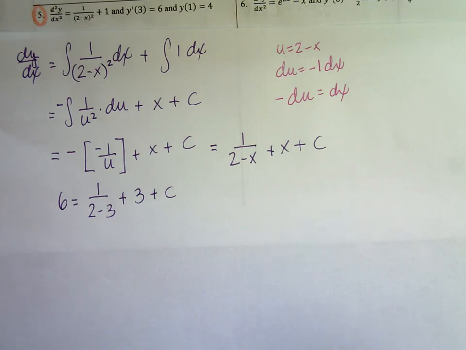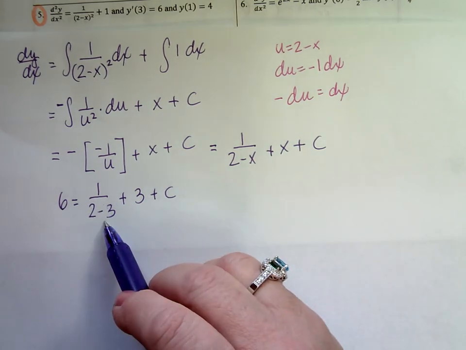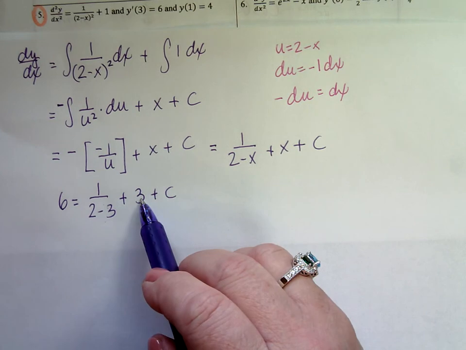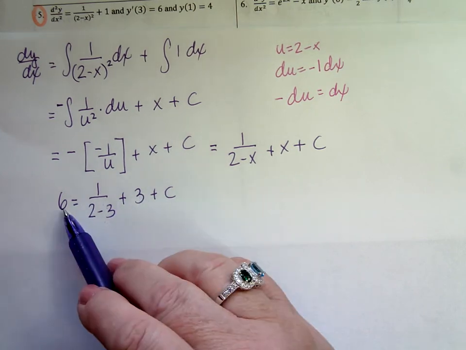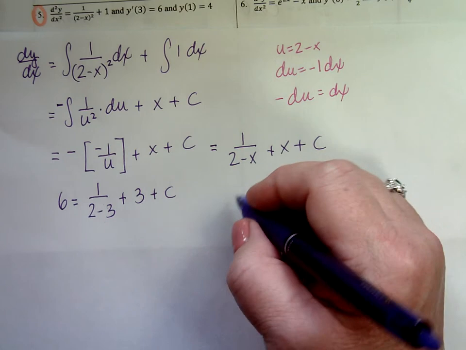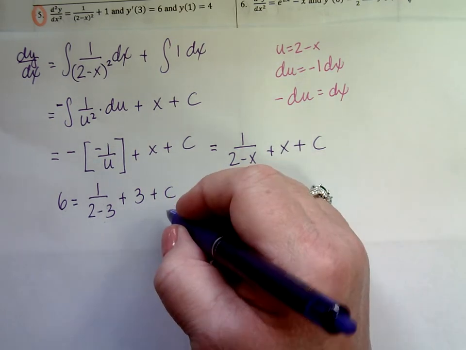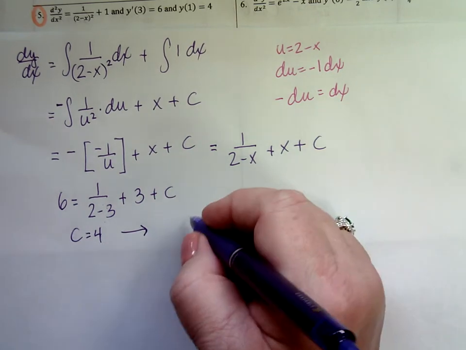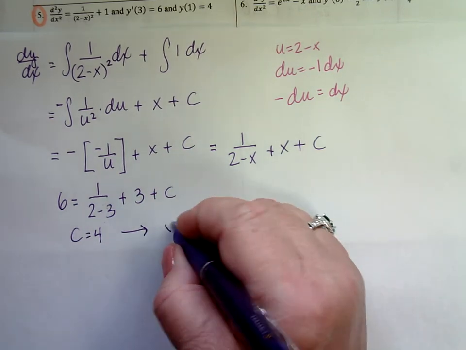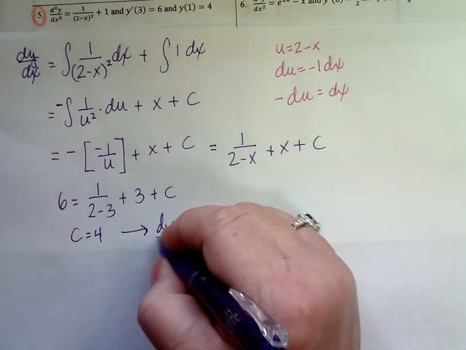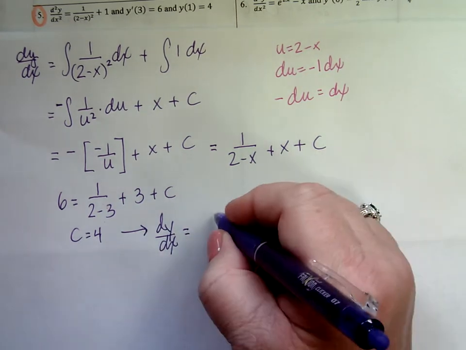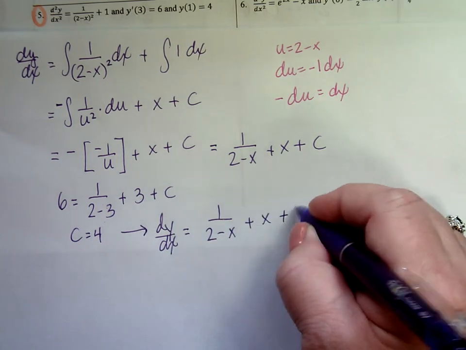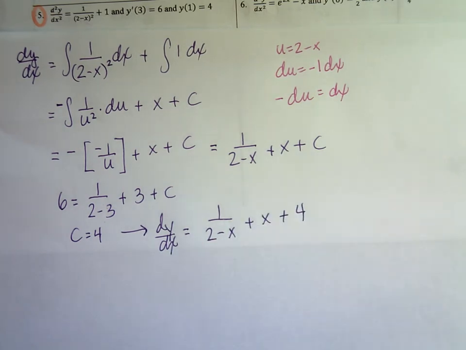So if I look at this, this is 1 over negative 1. That's negative 1. Negative 1 plus 3 is 2. 2 swings over to join with the 6. So I get a c value that is 4. c equals 4. Which means that my first derivative, dy over dx, equals 1 over 2 minus x plus 4, my c.